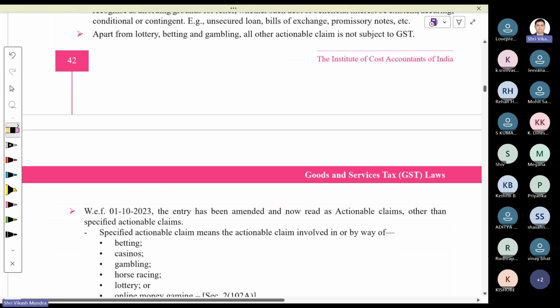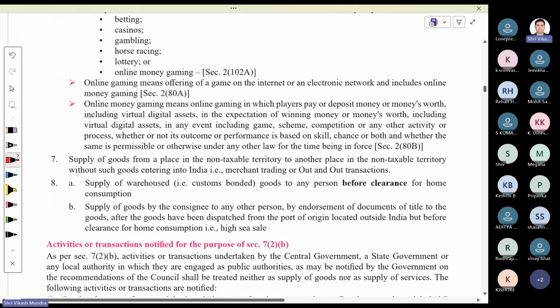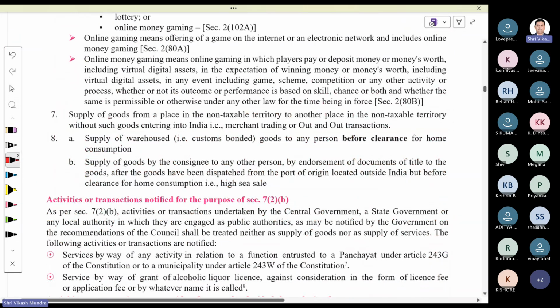Few more items are there. Actionable claim other than lottery, betting, and gambling. Few more like merchant trading or out and out transaction. That means transaction from non-taxable territory to another non-taxable territory. It is not considered a supply. Logically, not supposed to pay. You are not supposed to pay tax in India, even though you are located in India, but supply has been made from US to UK. Indian government is not entitled to any tax.